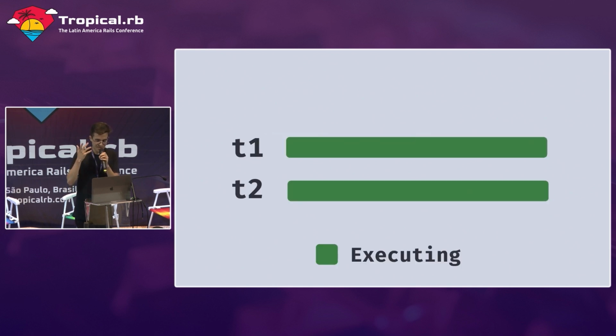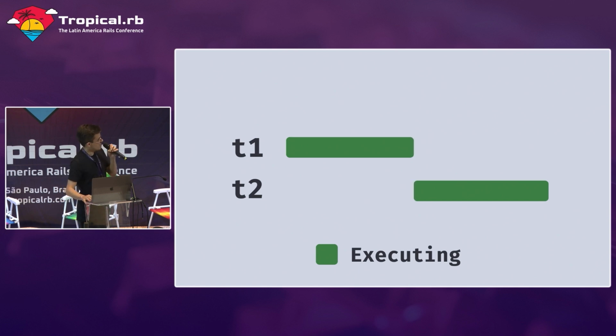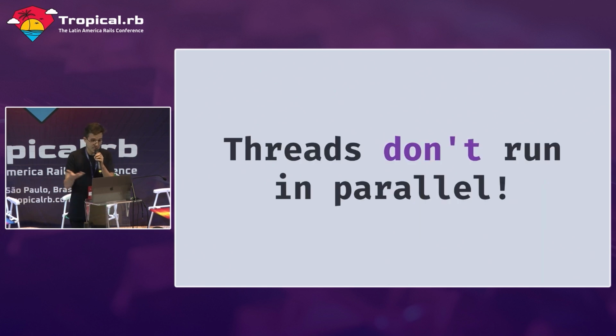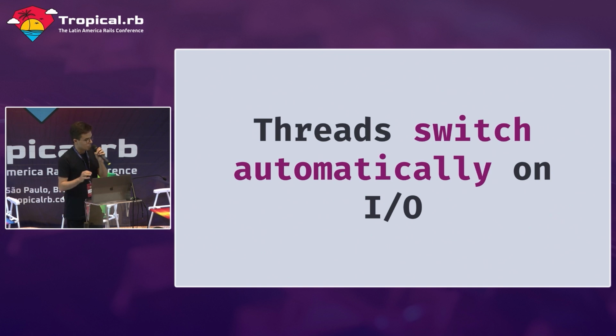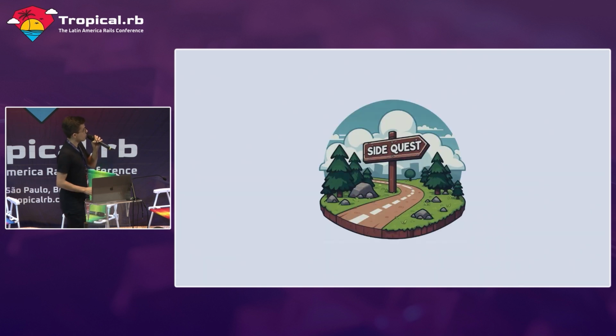We expected that the threads would run like this, but we actually got this. And that's the thing with CRuby. The threads in CRuby don't run in parallel. They actually switch automatically on I/O. And if you don't know what I/O is, it's basically whenever you reach for something external. It's like a side quest that you have to do, like doing a system call or connecting to a socket.